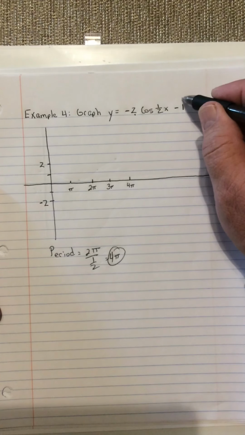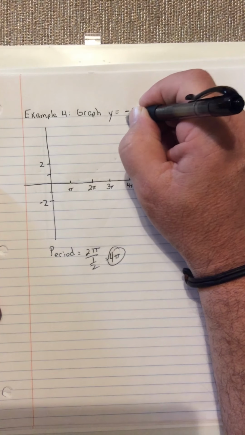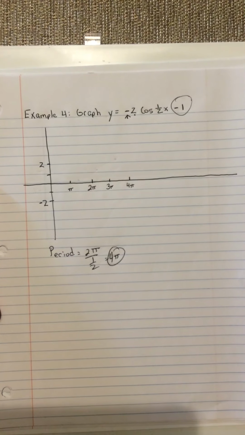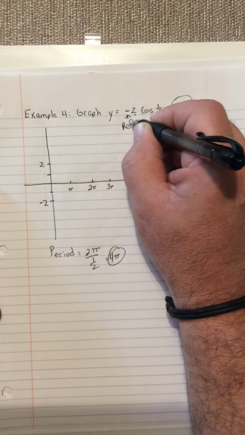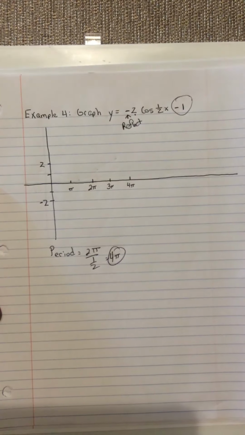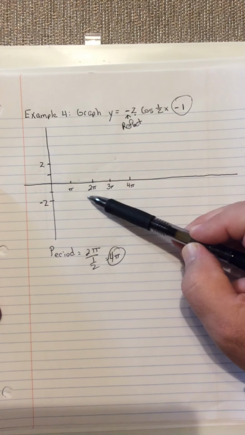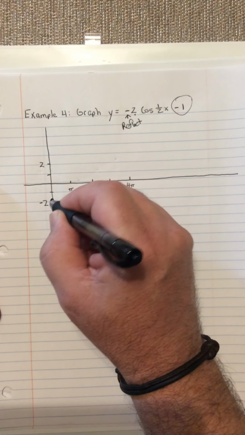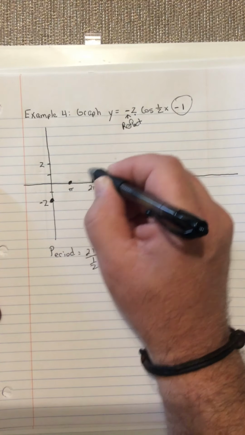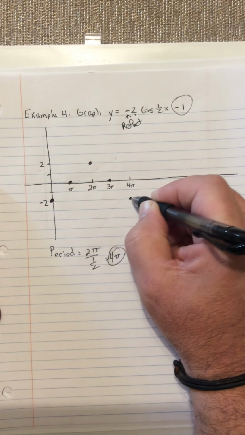It does have a shift of down 1 unit. I'm going to take care of something else first. This number here was negative. That means it's going to reflect. So instead of starting at 2 and coming down and following this way, I'm going to start at -2, and I'm going to make my cosine curve upside down.